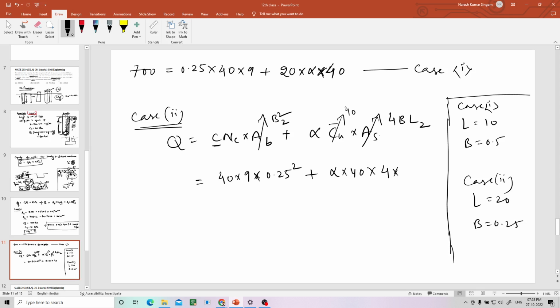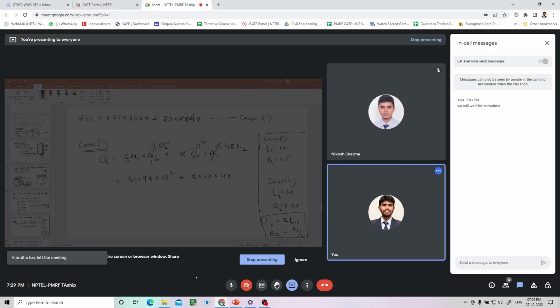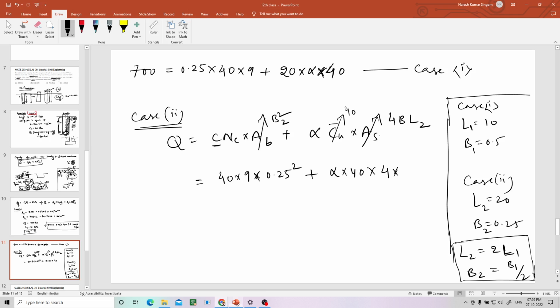So now what happened in case 2? Suppose B2, L2, L1, B1. You can write L2 as 2L1, whereas B2 as B1 by 2. Do you agree with this? Can you tell me whether I am right or not? Can I write like this? Yeah.